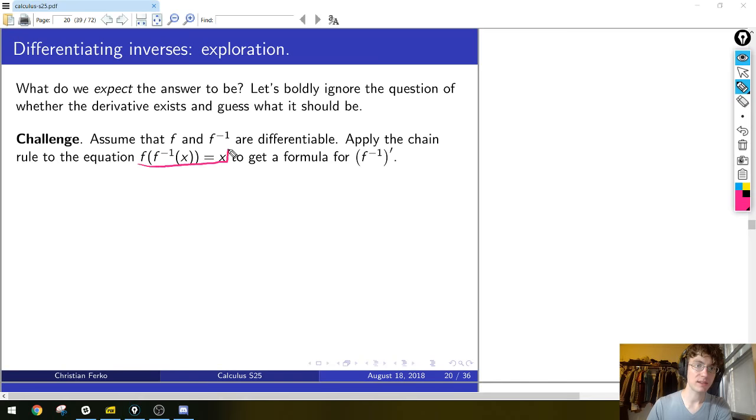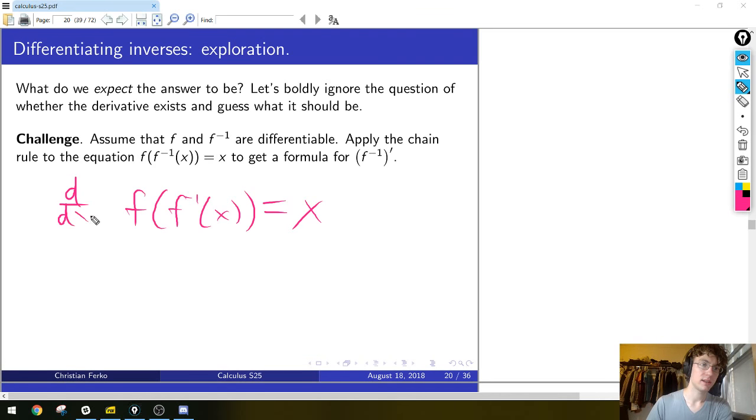By the definition of an inverse function, we saw this in chapter 1 many times, for all x's that are in the domain of f inverse, which we're ignoring the question of whether it's in the domain for now, because we're just exploring, we have this equation f of f inverse of x equals x. So now I'll put a d/dx with square brackets around everything. If I take the derivative of the left-hand side and the right-hand side of this equation, what do I get? First the left side, what do I get?